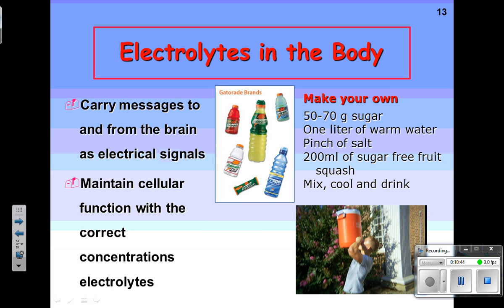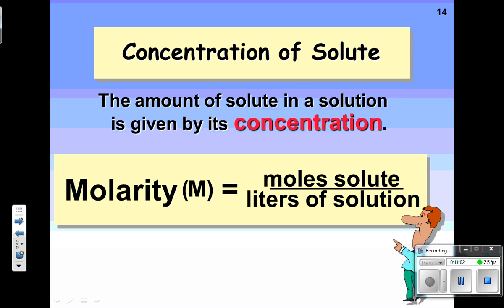So electrolytes in the body. This is where Gatorade comes in. They carry messages. They're important that way. They maintain cellular function and help us maintain the things that we need. You could make your own by adding about that much sugar and some salt and squash. Yeah, that does sound exciting, huh?